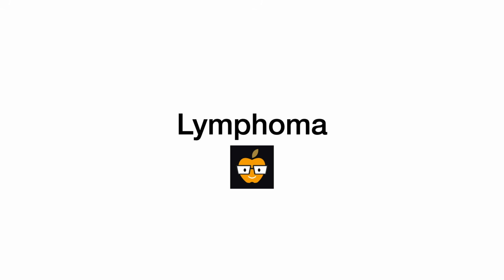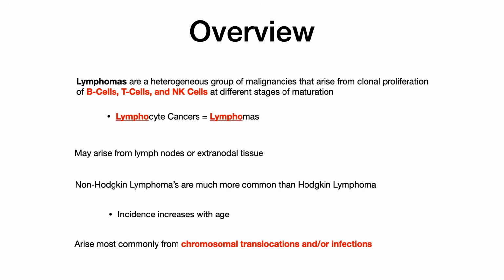In this video, I will explain almost everything that you need to know about lymphomas. As a brief overview, lymphomas are a heterogeneous group of malignancies that arise from clonal proliferation of B cells, T cells, NK cells at various stages of maturation. Not to make it sound stupid or to dumb it down too much, but lymphocyte cancers equal lymphomas.